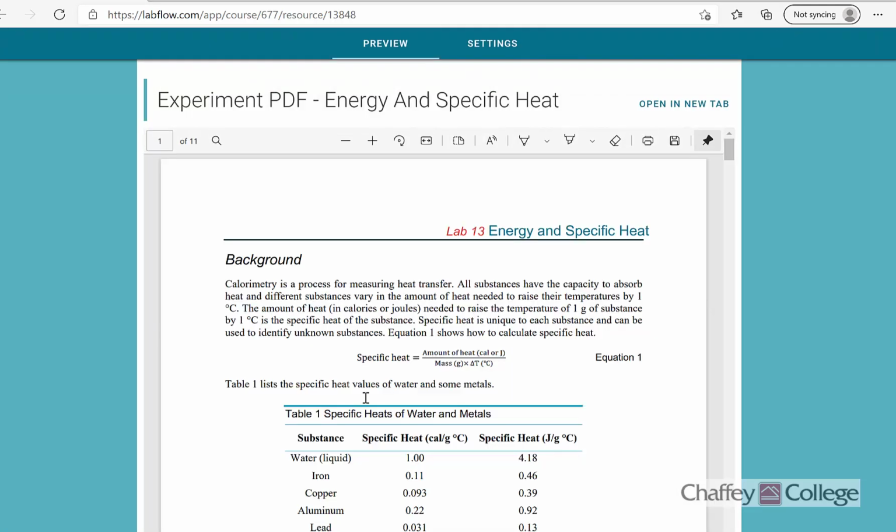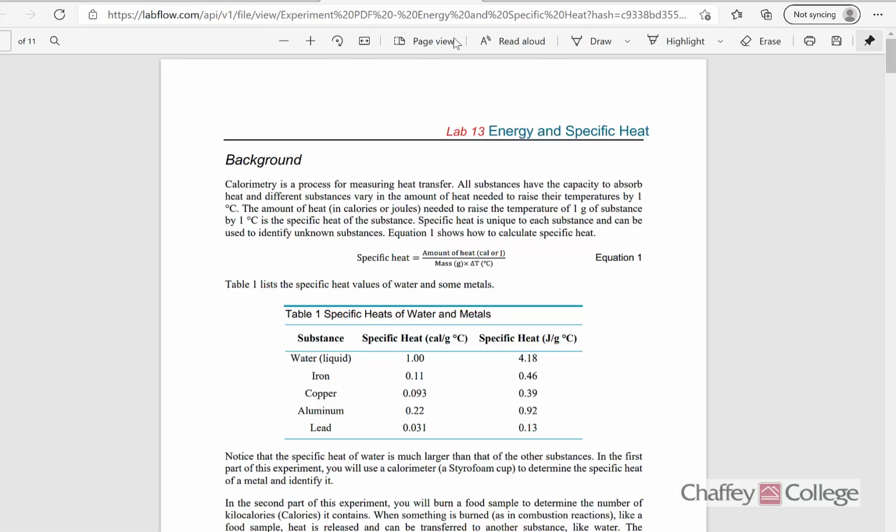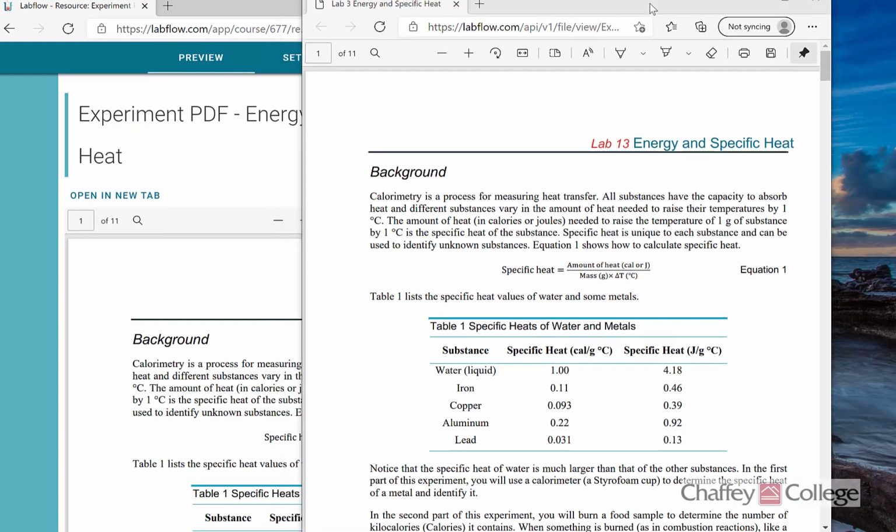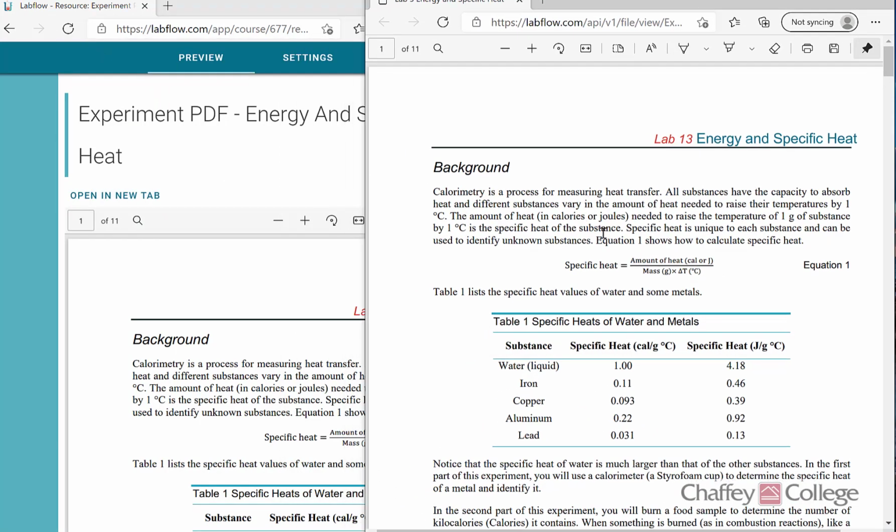If you open the PDF file, let me open it in a new tab. So you can read the procedure. I'll explain briefly what the meaning of specific heat is, and then we'll mainly go over the calculation part of this lab.